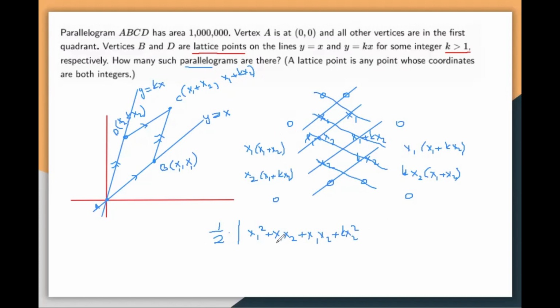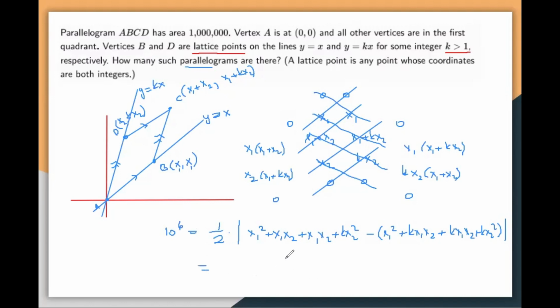And then since we take these as positives, I'll take the negative version of this, so I'll just subtract these. x1 times x1 will be x1 squared, and then x1 times kx2 is kx1x2, and then plus kx2 times x1, so kx1x2, and then kx2 squared. And then we take the absolute difference, and this must be our area, which is given as this huge number. So I'm going to write it as 10 to the 6th power.